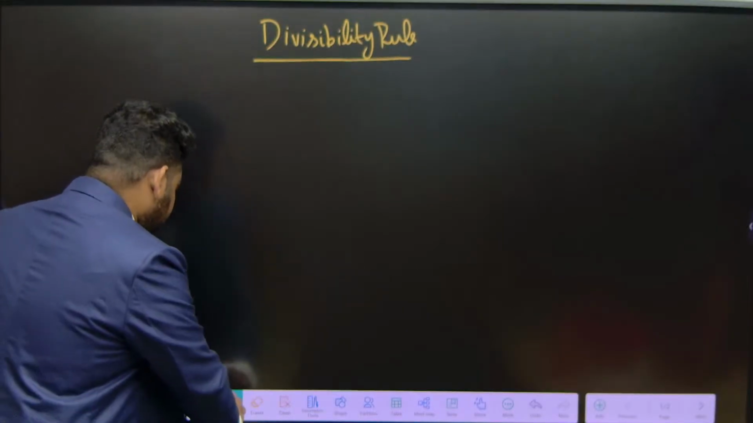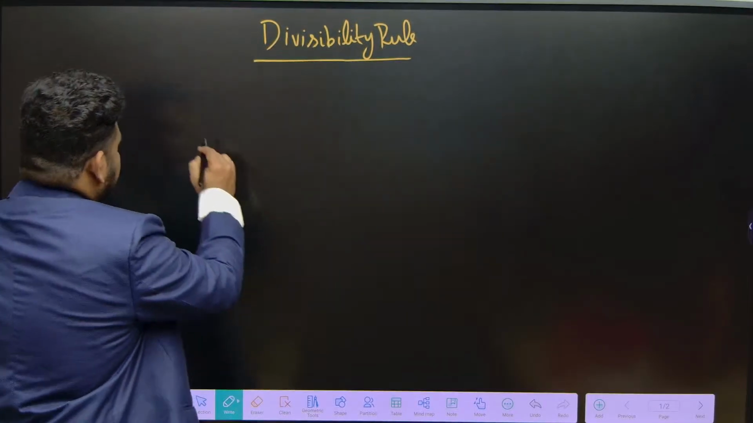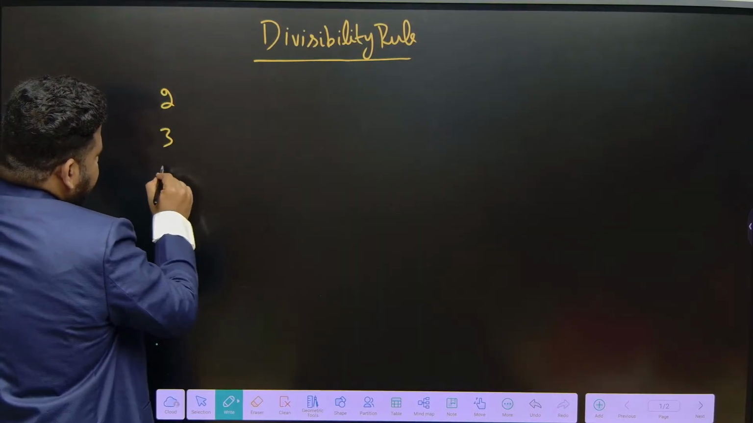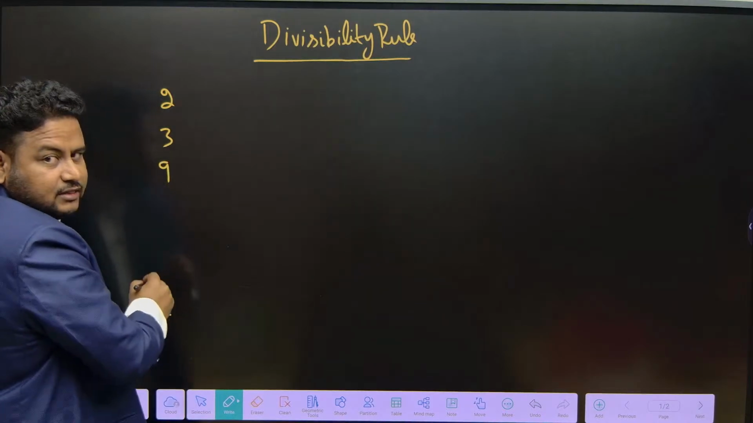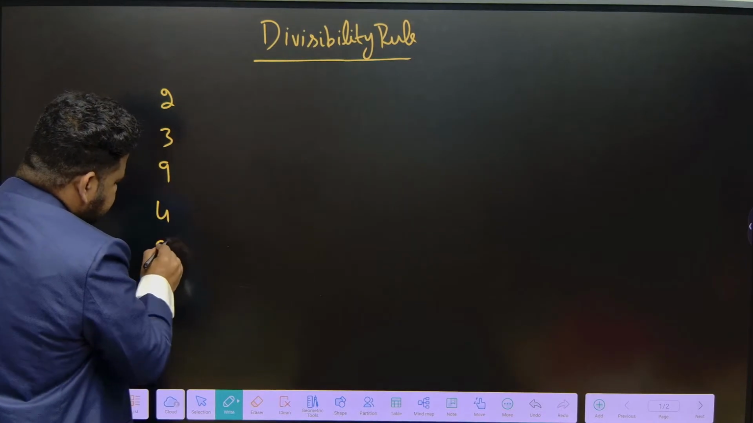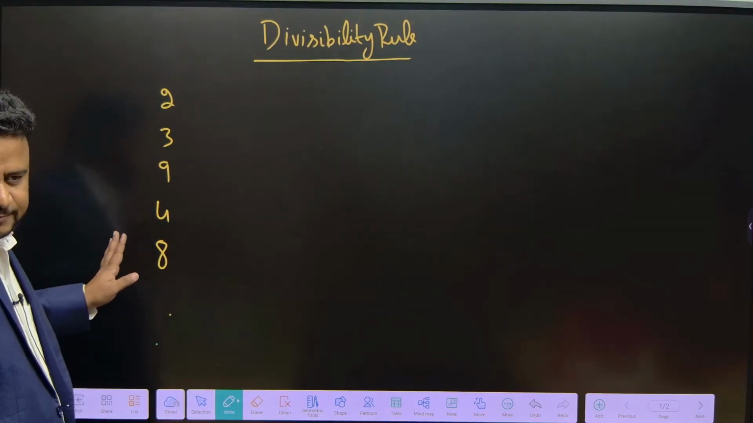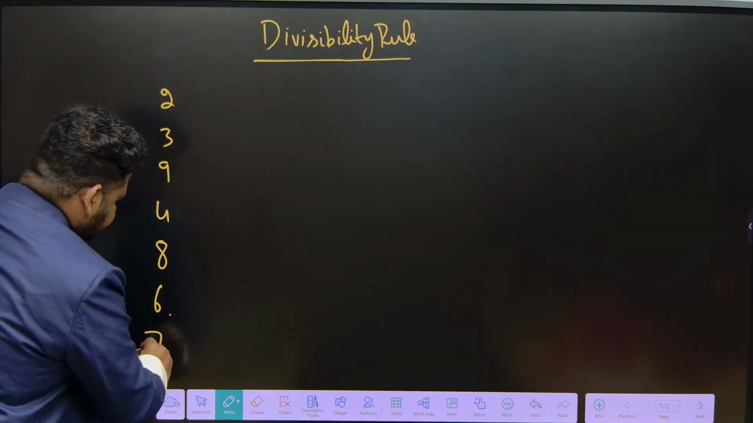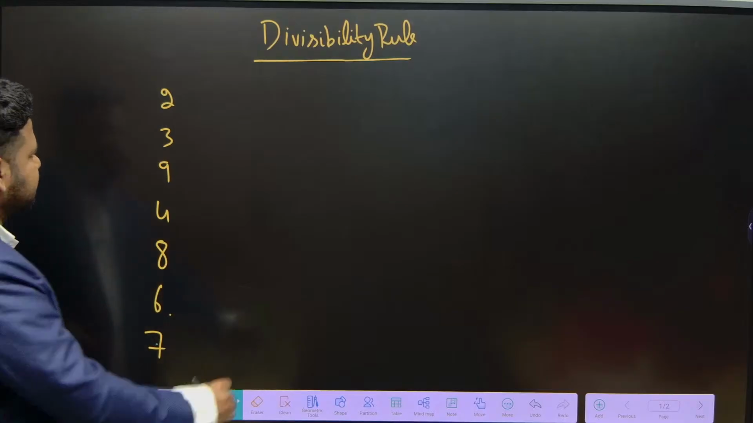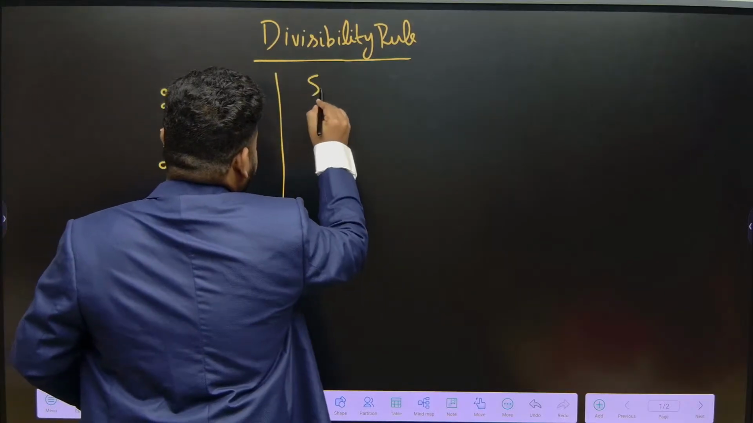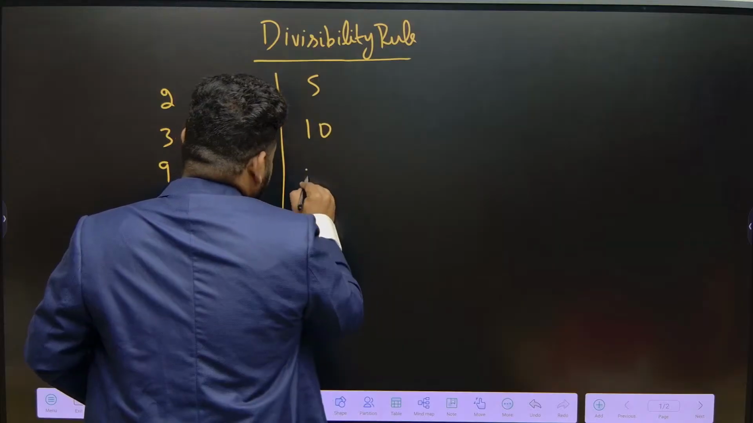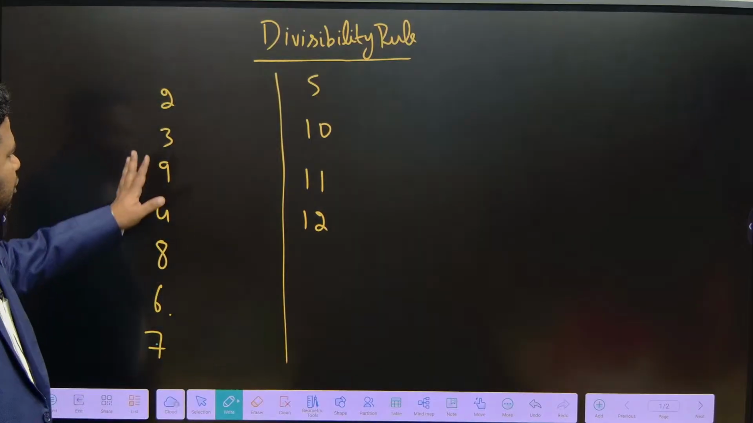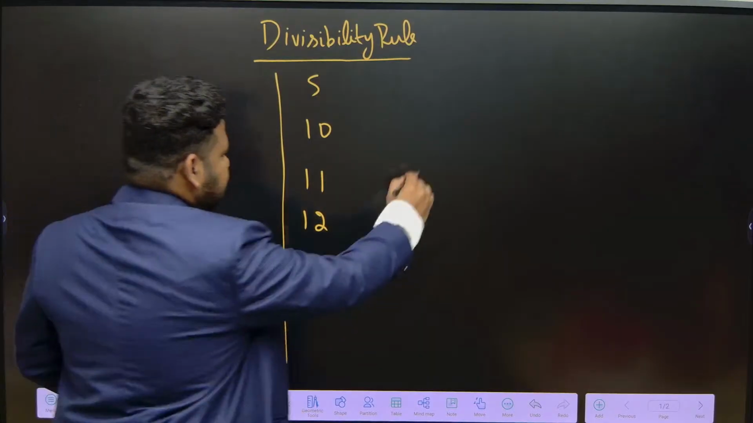Okay. When it comes to divisibility rule, you have to learn the divisibility rule for 2, then 3, along with 3 let us learn 9, then you have to learn 4, along with 4 let us learn 8, then what is left? 6, correct? 6 is left, then 7 is left. When it comes to remaining, 5 and 10, 5 is there and 10 is there. We have to learn divisibility rule for 11, very important, 12. So let us learn till 12.